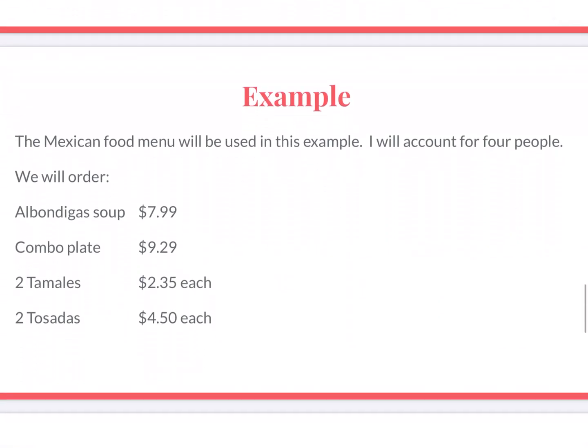Okay, so here's an example. Say I'm going to order from the Mexican food menu. So I'm going to say that we have 4 people in our party. One person's going to have albondigas soup for $7.99. One person's going to have a combo plate for $9.29. Another person's going to eat 2 tamales for $2.35 each. It's a really hungry person there. And then the last person's going to have 2 tostadas for $4.50 each.